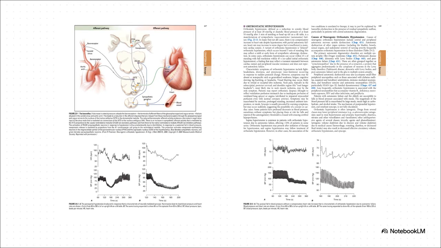And this slide just lays it all out perfectly. This shows you the 2 patterns you have to distinguish. On the left, with neurally mediated syncope, just look at that. Both the blood pressure and the heart rate take a nosedive together. It's a total system crash.